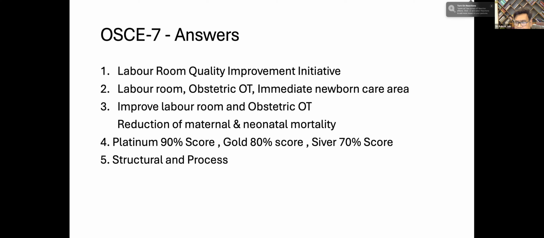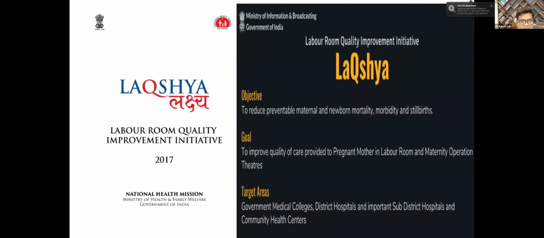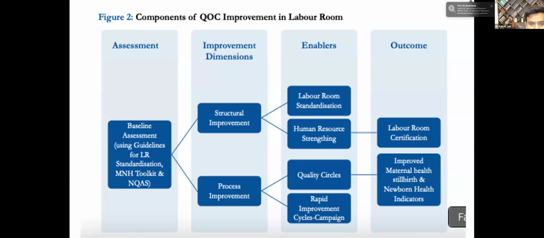And the processes are divided broadly into structural and process changes. Lakshya was introduced in 2017 by the National Health Mission and the Ministry of Health and Family Welfare. The objective was to reduce preventable maternal and newborn mortality, morbidity, and stillbirths. So it's more about preventing things rather than treating them once they have happened. The goal is to improve the quality of care provided to pregnant women in labor rooms and maternity operation theaters. Government medical colleges, district hospitals, and sub-district hospitals are all now getting Lakshya certified.